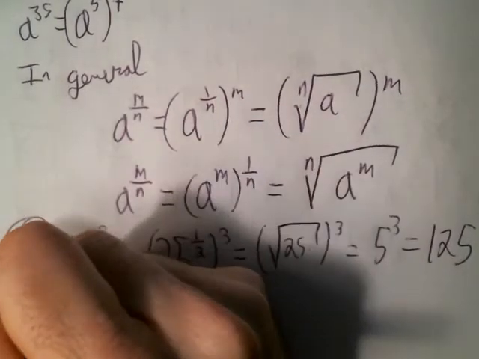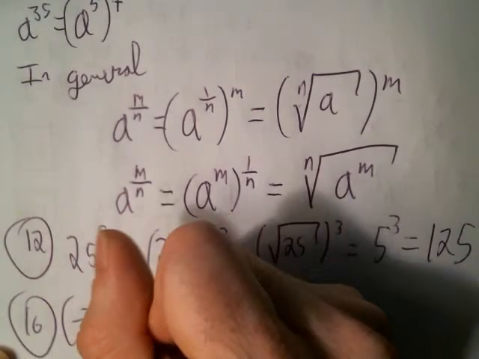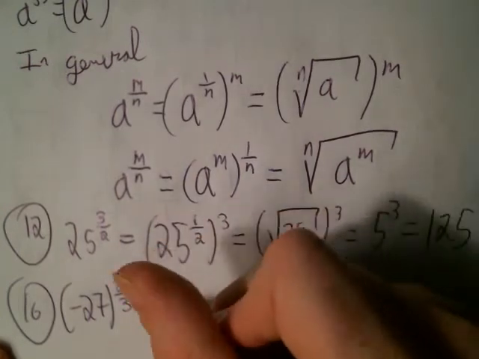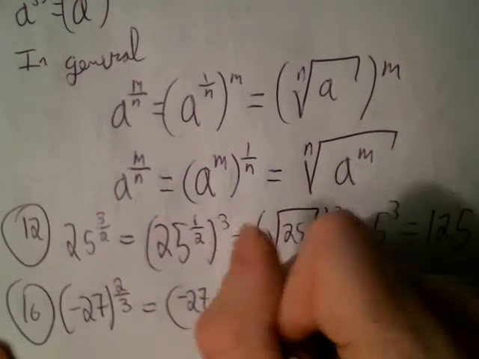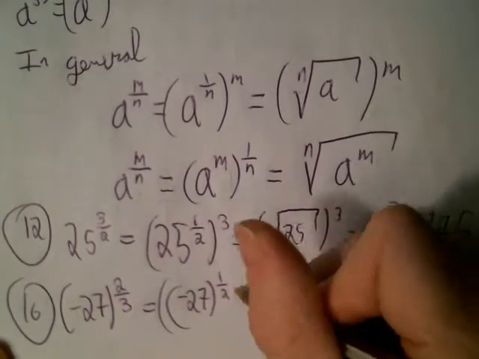Let's look at 16. We have negative 27 to the 2/3. So I'm going to rewrite it as negative 27 to the 1/3 and then squared.